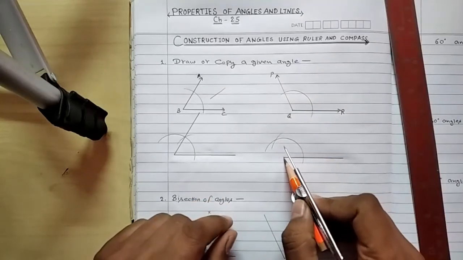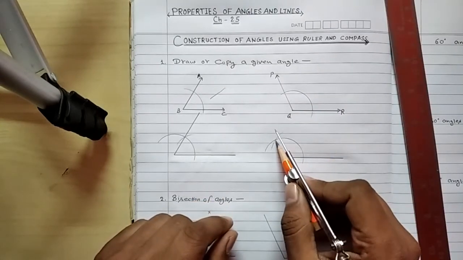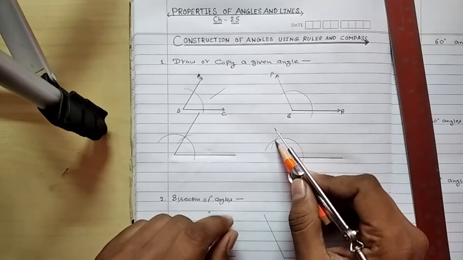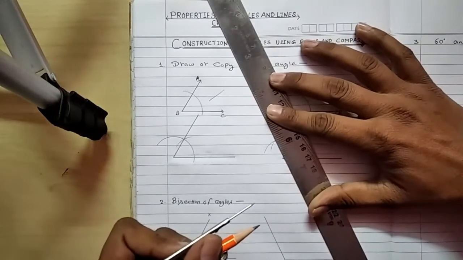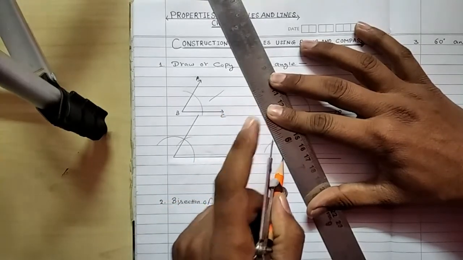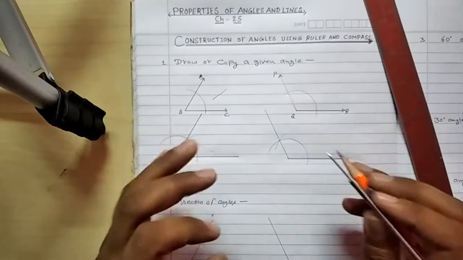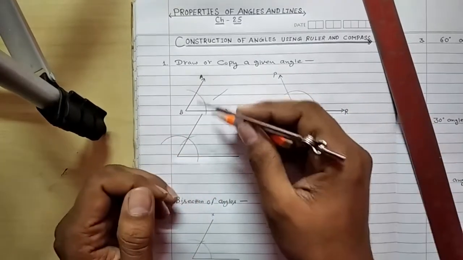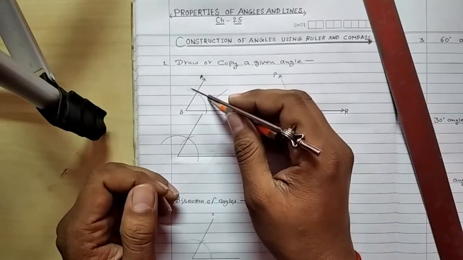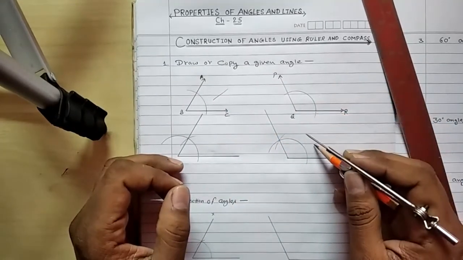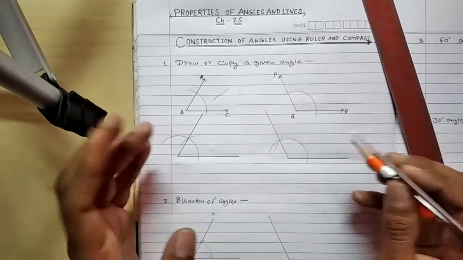After that, you will just connect this end of the line segment to the point where both the arcs are just intersecting each other. Okay, like this. So this is the method of copying the given angle. The measurement of both the angles is the same. Like here, if this is 60 degrees, it will be 60 degrees. If this is 120 degrees, it will also be 120 degrees.